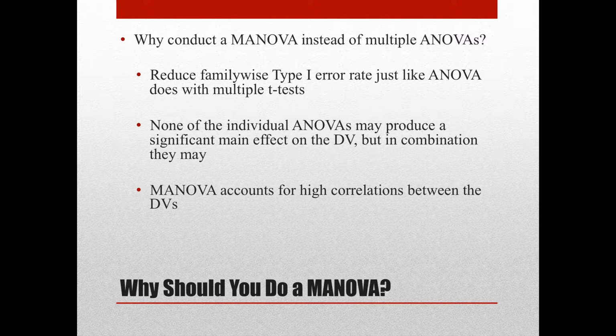So first of all, a reduction of the family-wise Type I error rate, just like ANOVA does with multiple t-tests, MANOVA does with ANOVAs. None of the individual ANOVAs may produce a statistically significant main effect on the DV, but in combination they may. And MANOVA accounts for the high correlations between the dependent variables.